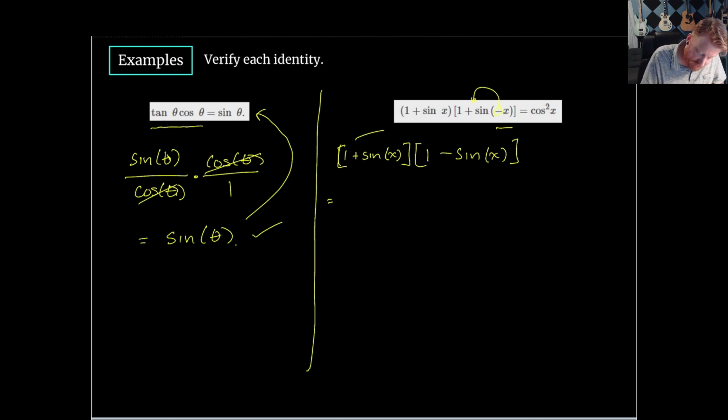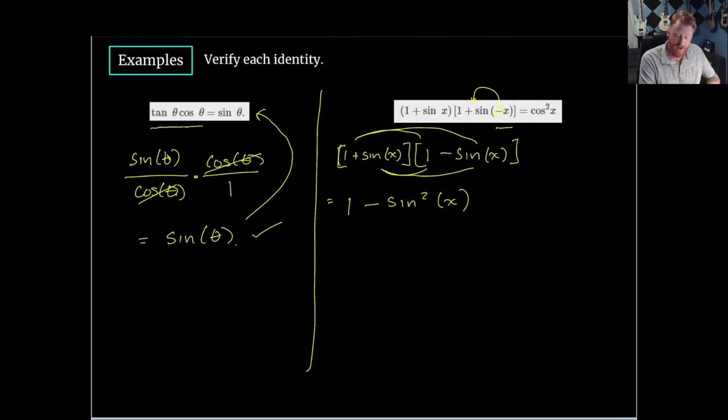So now we'll think about distributing. We're going to have 1 times 1, which is 1. I'm noticing we have a difference of squares here, so this is going to give me negative sine of x and positive sine of x, those are going to cancel out, and then we're going to have minus sine squared of x. And this is a rearrangement of one of our fundamental Pythagorean identities.